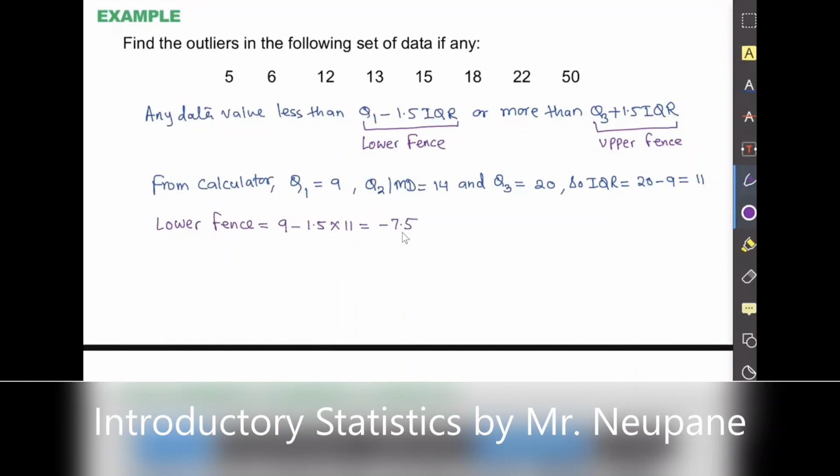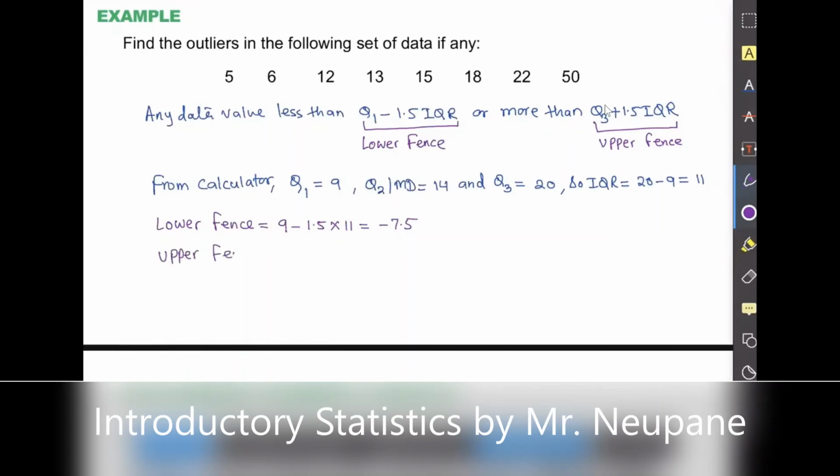Okay, do you have any value less than negative 7.5 in the data set? We don't have any, right? No. So we don't have any number less than negative 7.5. Meaning, we don't have an outlier below this lower fence. Let's find out if there are outliers greater than the upper fence. So let's find the upper fence.